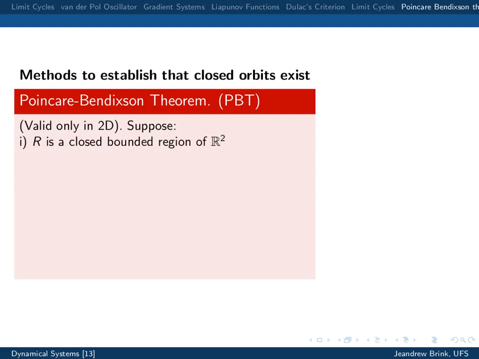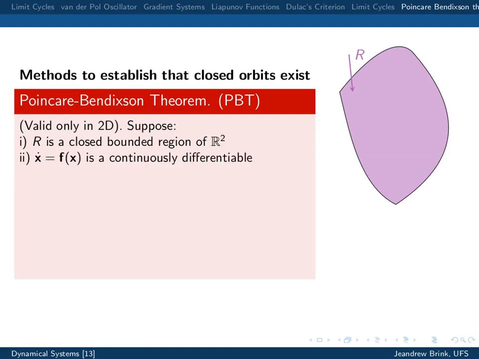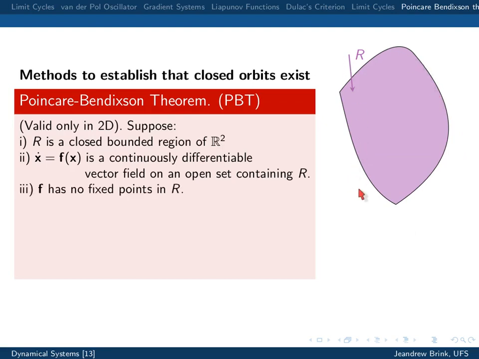Okay, so it goes as follows. Suppose R is a closed bounded region in R2, so any region in R2. Suppose further x dot is continuously differentiable. In other words, there are no jumps in it, so it behaves predictably. It's continuously differentiable in an open set containing R, so a little bit around R, just off the boundary, it's also continuously differentiable. And suppose f has no fixed points in R.